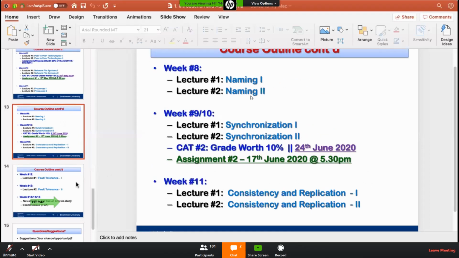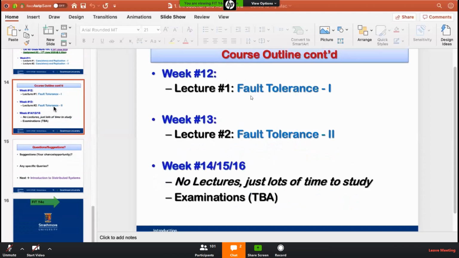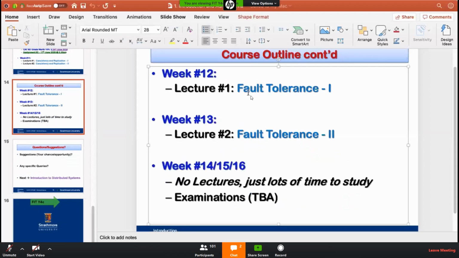consistency and replication. And then later, I think on week 12, where we need to stop, we'll be talking about fault tolerance. I think this one here, it's week 12, not week 13, week 12 of teaching. So unless otherwise, I don't think it can go to week 13. So this represents our plan.